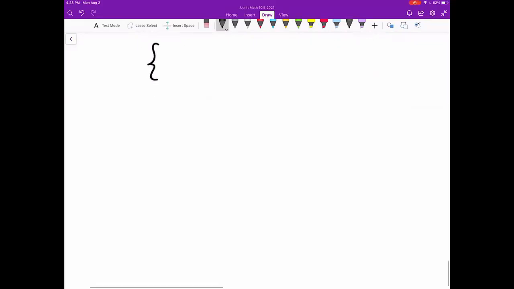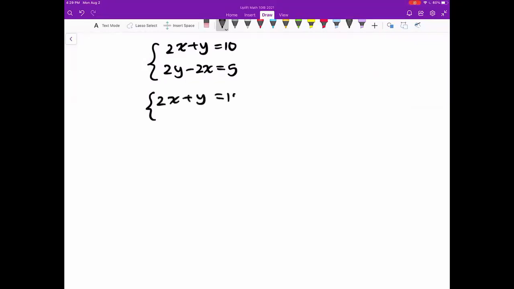We can do 2x plus y is equal to 10. And 2y minus 2x is equal to 5. So to make this a little easier, what we can do is that we can kind of rearrange the variables so they line up. So we could rearrange the first or second equation so the x's and the y's line up. It kind of makes it easier. Yeah, we can get 2x plus y is equal to 10 and negative 2x plus 2y is equal to 5.